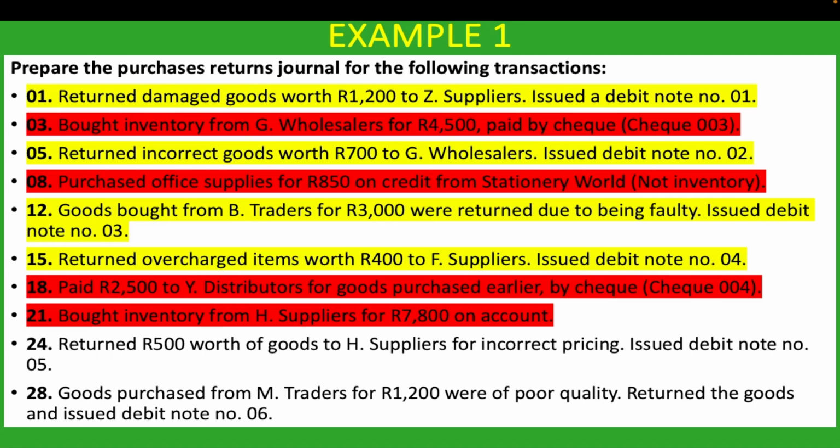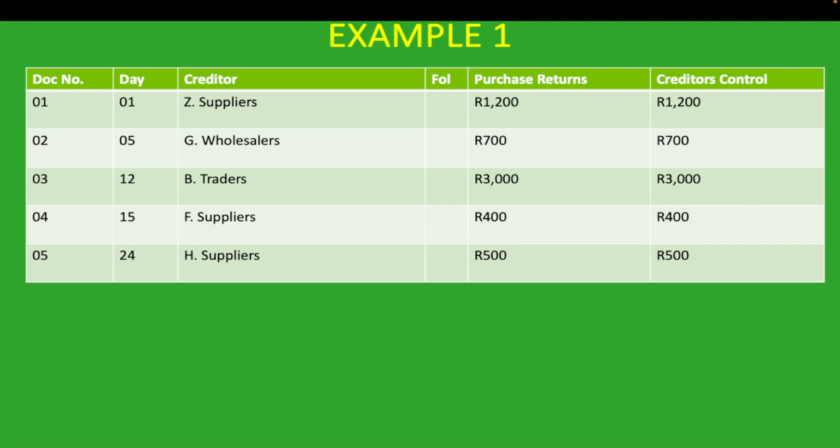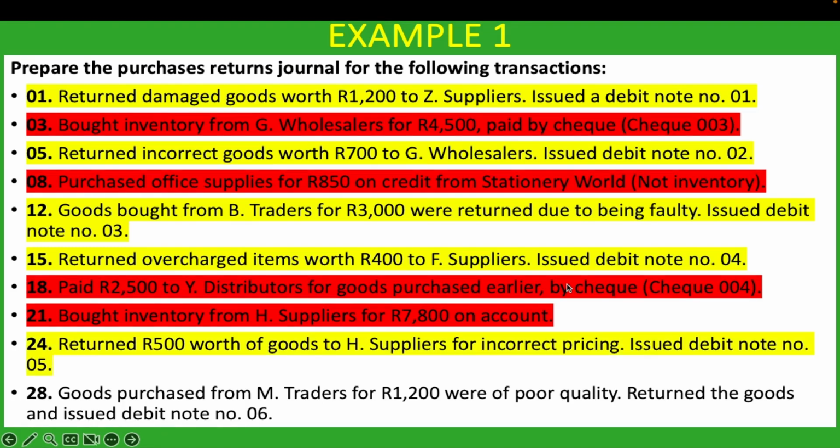And then the 24th, returned 500 rand worth of goods to H suppliers for incorrect pricing, issued debit note number 05. So of course, when you see the word returned there, and we are the ones returning, remember there's a purchases returns journal, as we are returning back to the supplier, not our customers returning back to us. That would be under the sales returns journal. So here we are going to record it. The date is the 24th, the document number is 05, the amount is 500 rand, and the details there is H suppliers. We've recorded everything. Document number, day, H suppliers, 500 rand. So let's go back and highlight that one.